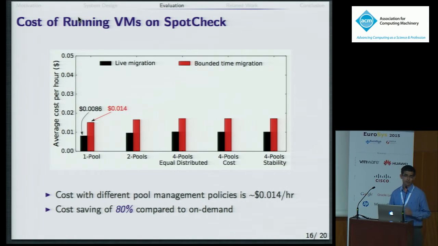Note that with live migration, which does not require the backup server, but can only migrate small VMs and of certain application type, the cost is slightly lower because you don't have to pay the extra cost of the backup server.